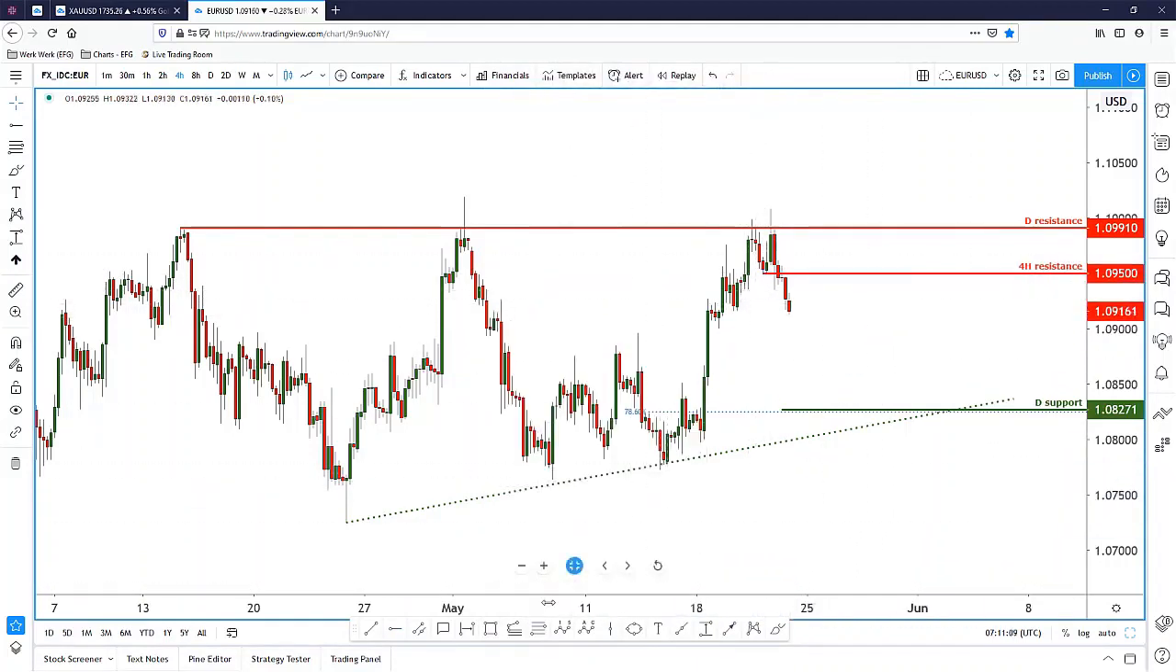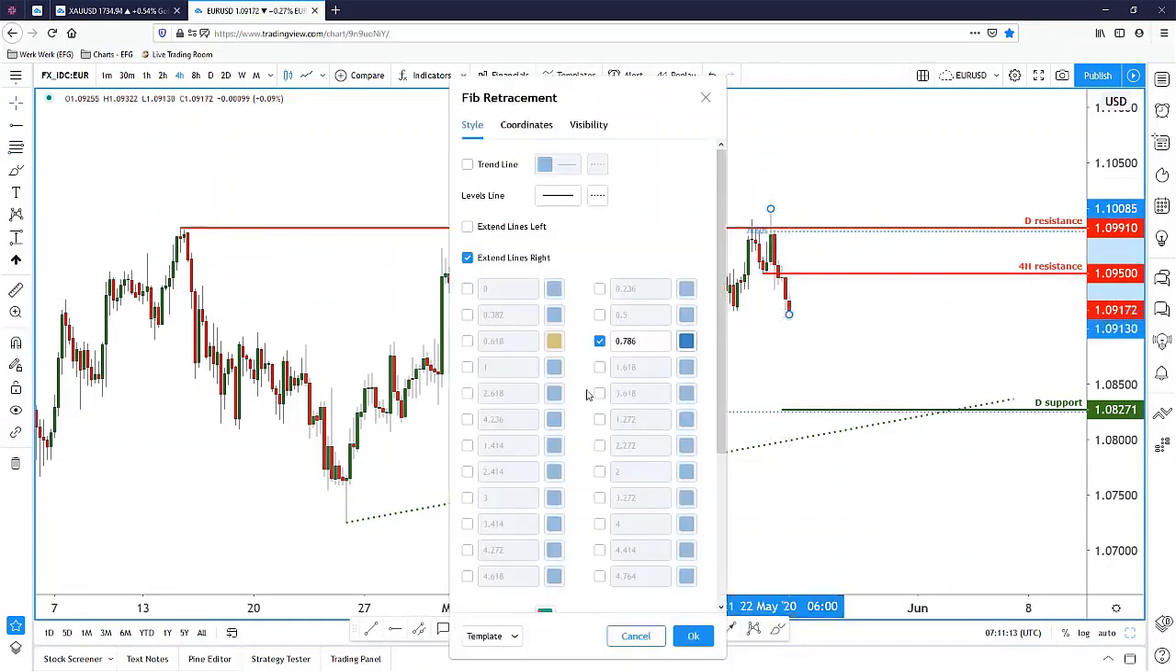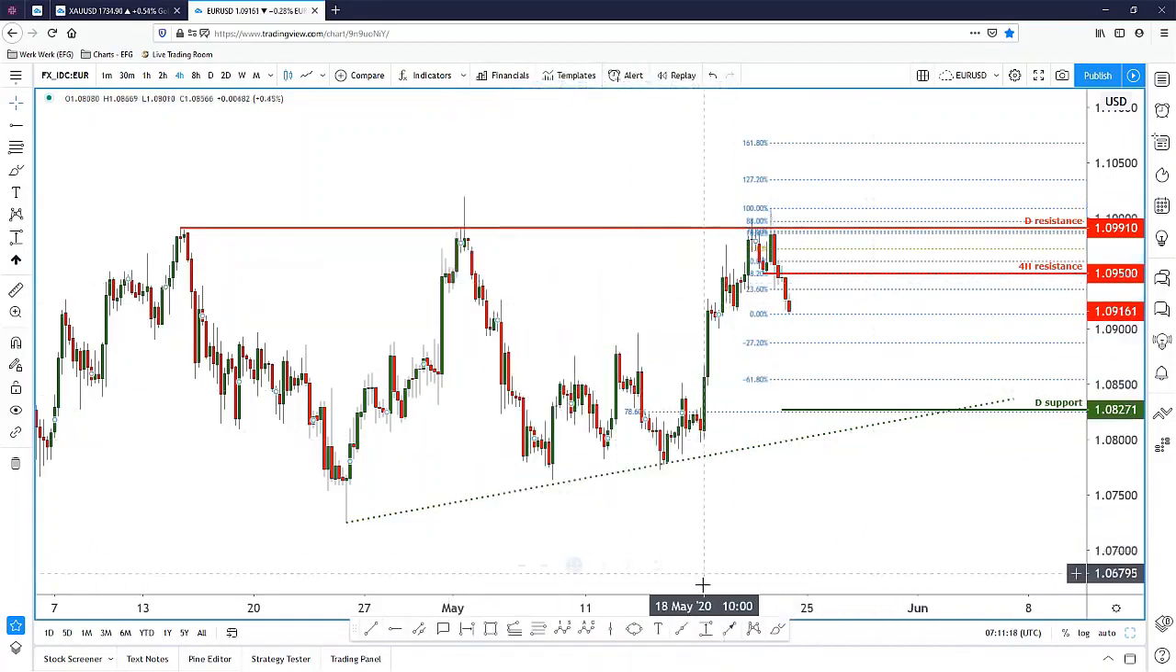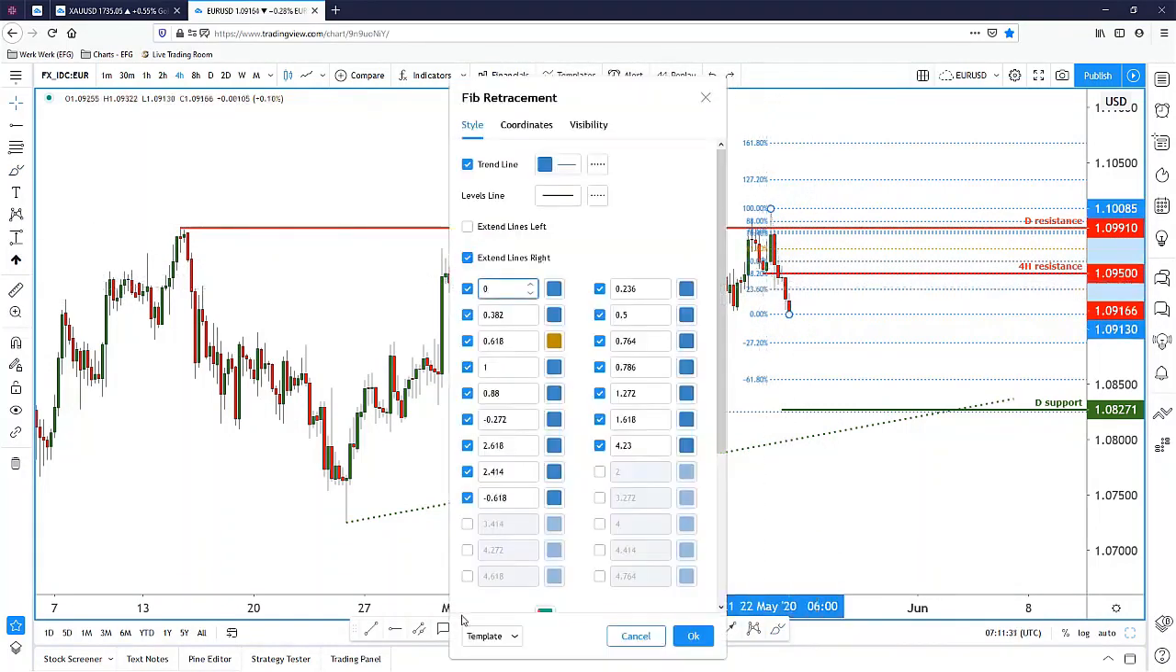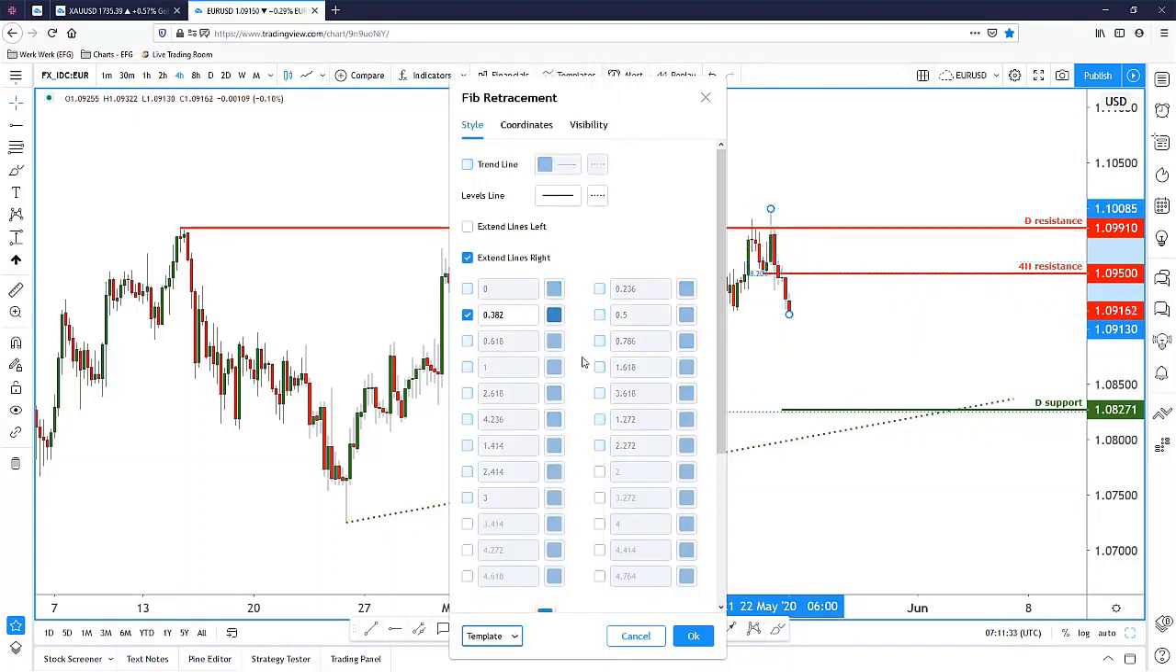Right. And we can take a retracement from the recent high all the way down to where price currently is, open out all Fibonacci ratios, and we see that our 4-hour resistance is in line with the 38.2. At the same time, the daily resistance is in line with the 78.6. So all this turns out to be really, really nice. So let me just highlight the 38.2 and 78.6.